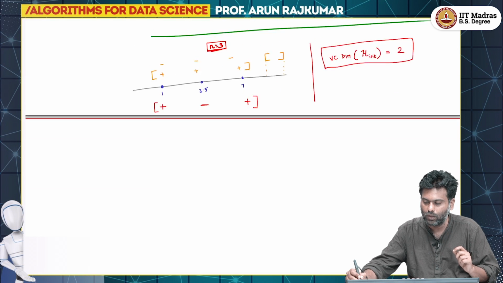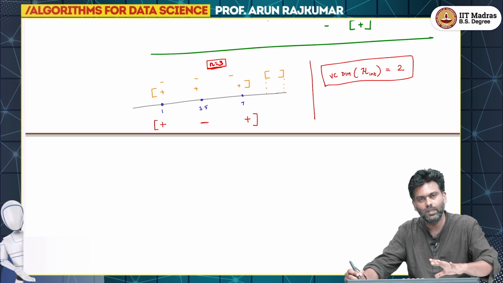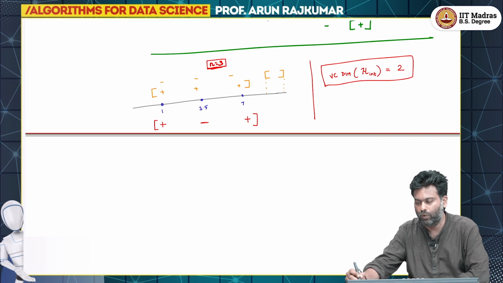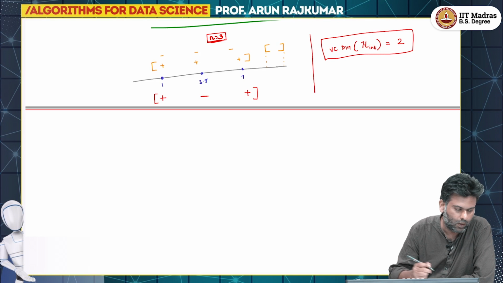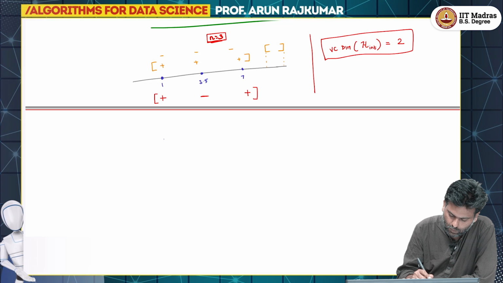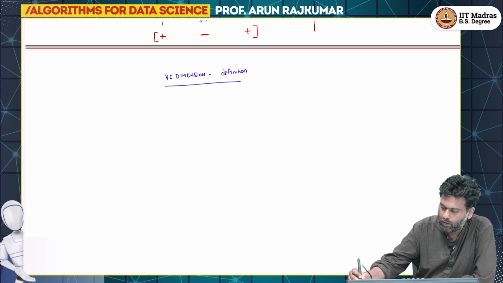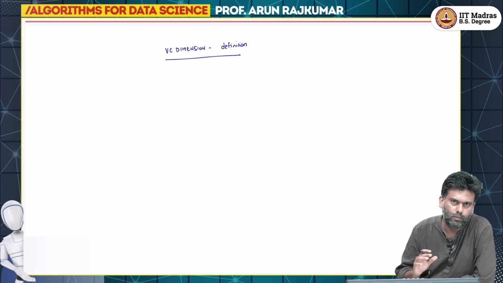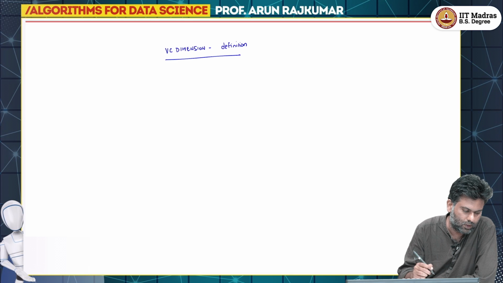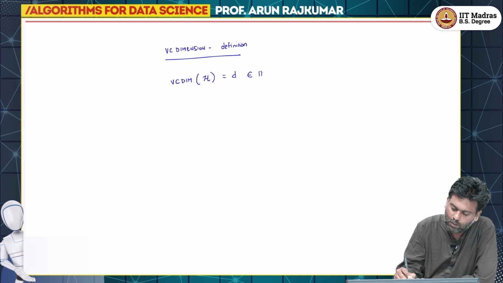Let me now formally state what the VC dimension is. It's precisely what we did here, but it's good to formally write it down. VC dimension definition. Again, there are multiple formal ways to define this. I am just going to define it at the level that is sufficient for us. The VC dimension of a hypothesis class is d, some natural number, if two things happen.